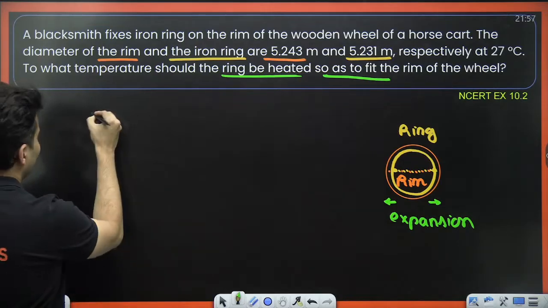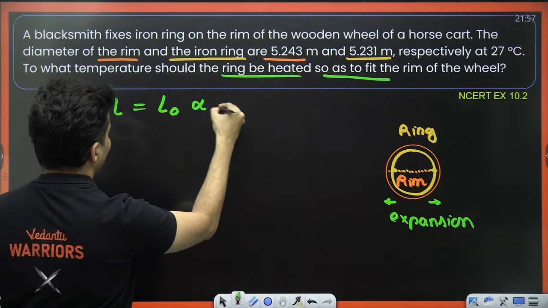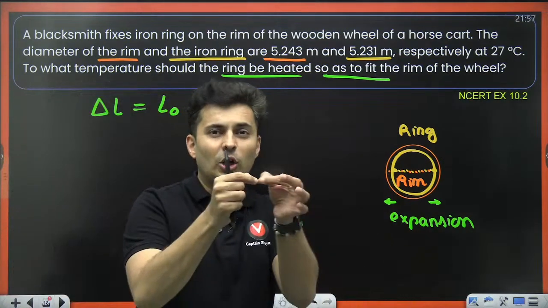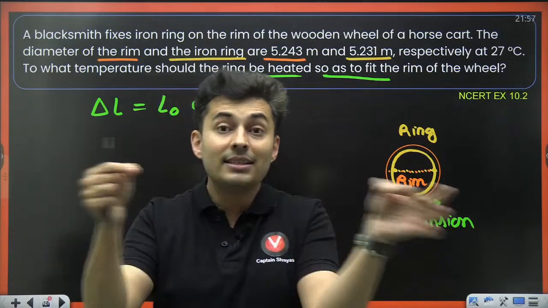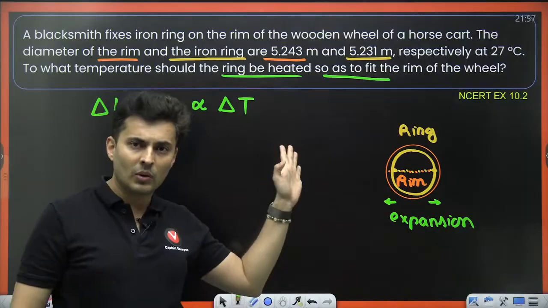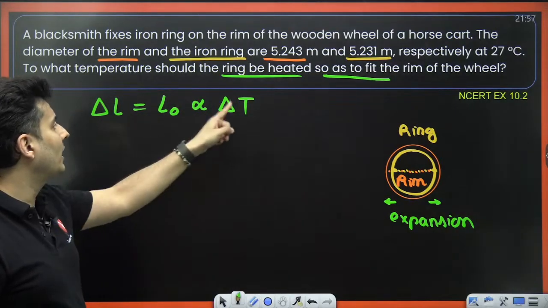Yep. So the delta length formula, if I use L naught alpha delta T, why am I using the linear formula? Because we are talking about diameter, radius. These are lengths. Lengths means linear. Don't use area or volume. That's the reason why we are using this. Delta L is L naught alpha delta T.